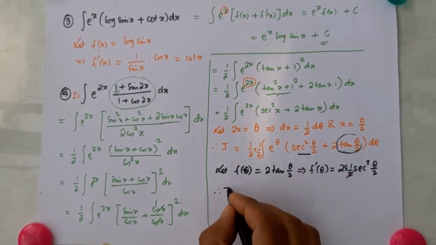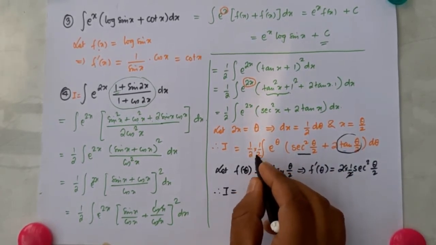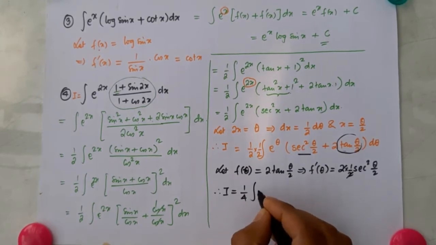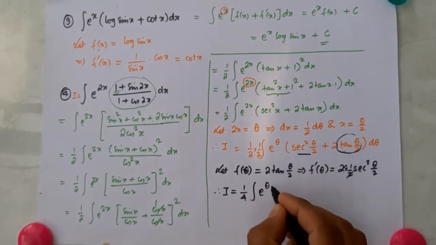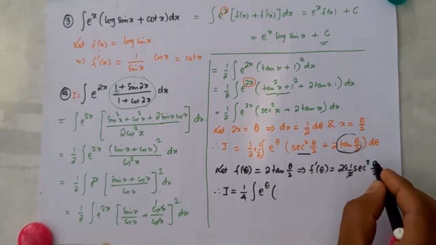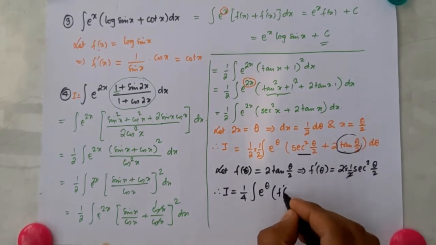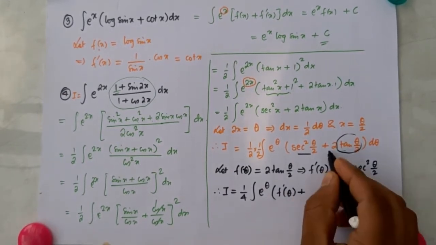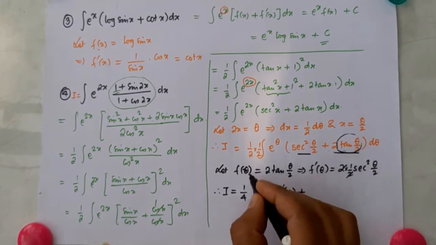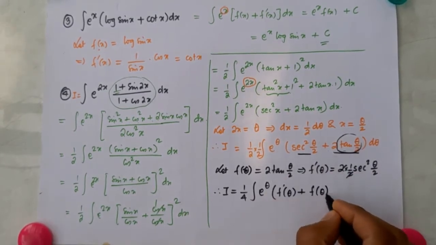So that's why your I can be written as 1 by 4 integral e to the power theta. Okay, now what is sec square theta by 2? It is f dash of theta, isn't it? Plus what is 2 tan theta by 2? It is f theta. Yes.